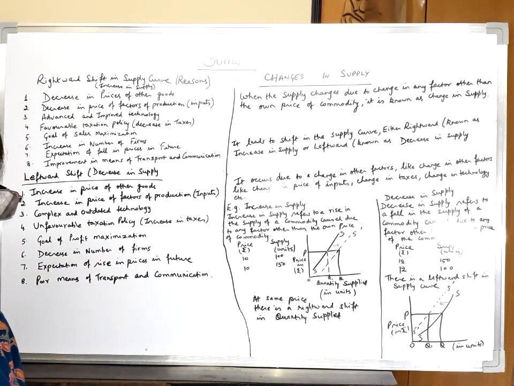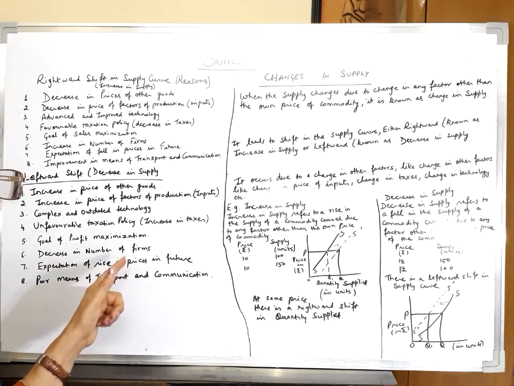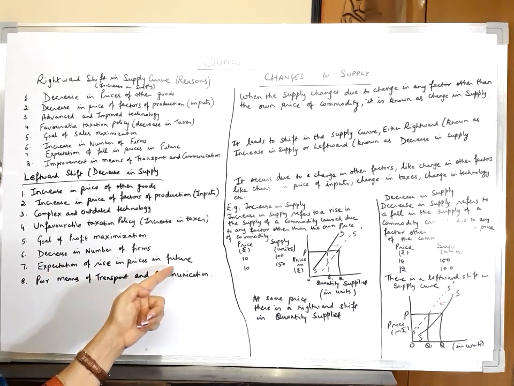Many a times when the product becomes unprofitable, more and more firms in the industry move out of the industry and go to producing some other product. Hence, there is a decrease in the supply of the product. Then expectation of rise in the prices in future.